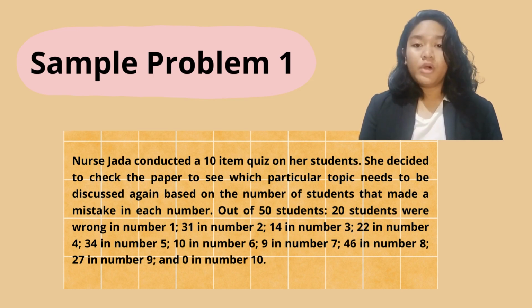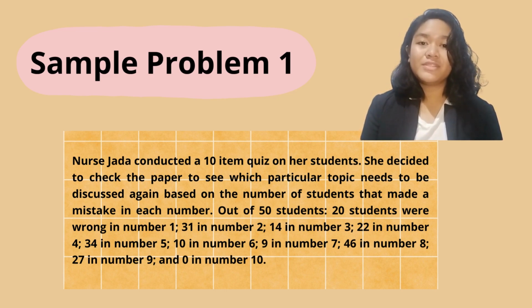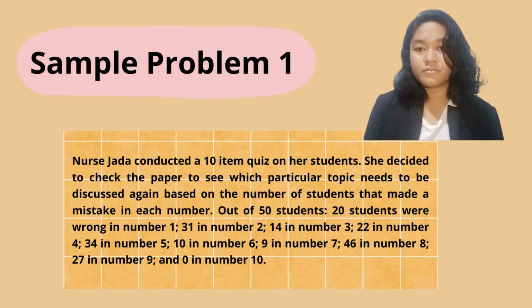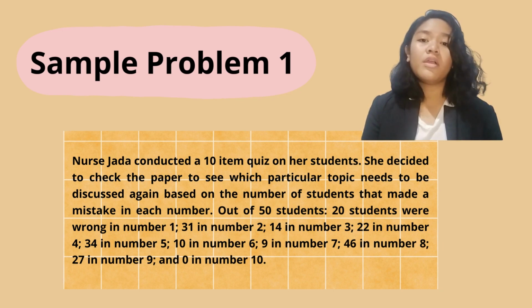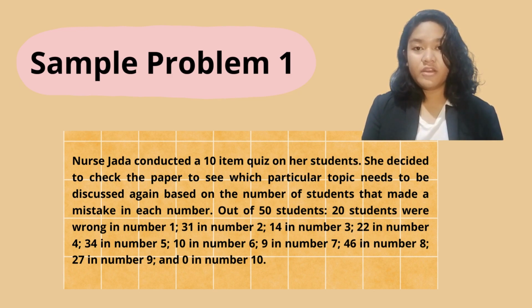For sample problem 1, Nurse Jada conducted a 10-item quiz on her students. She decided to check the papers to see which particular topic needs to be discussed again, based on the number of students that made a mistake in each number. Out of 50 students, 20 students were wrong in number 1, 31 in number 2, 14 in number 3, 22 in number 4, 34 in number 5, 10 in number 6, 9 in number 7, 46 in number 8, 27 in number 9, and 0 in number 10.